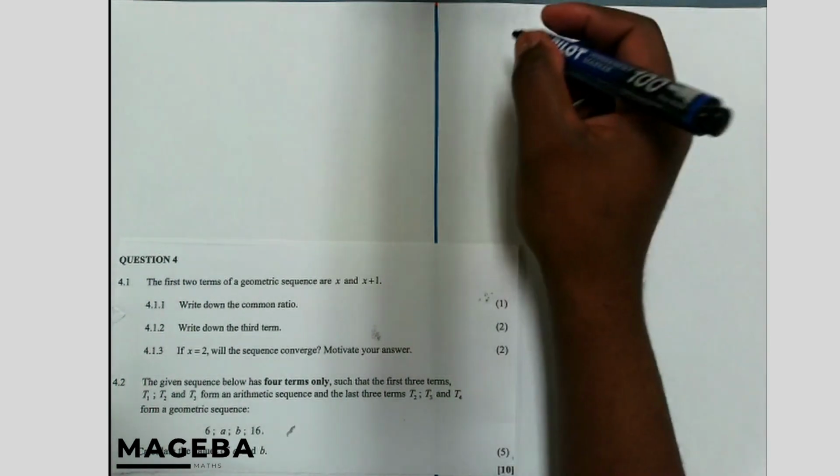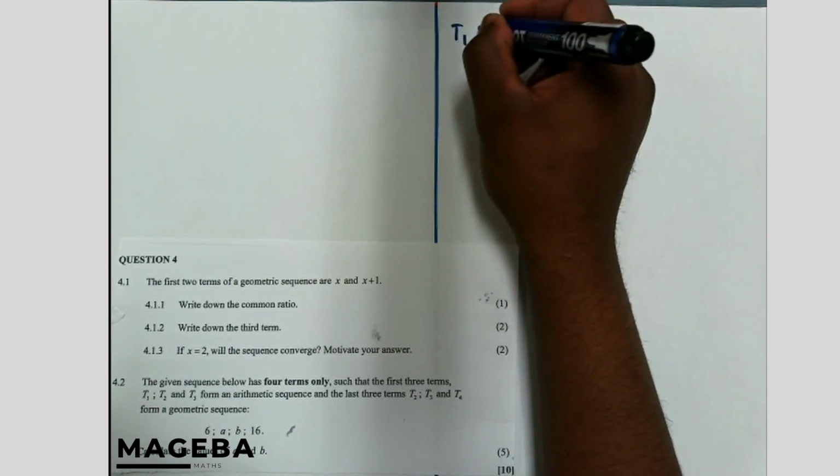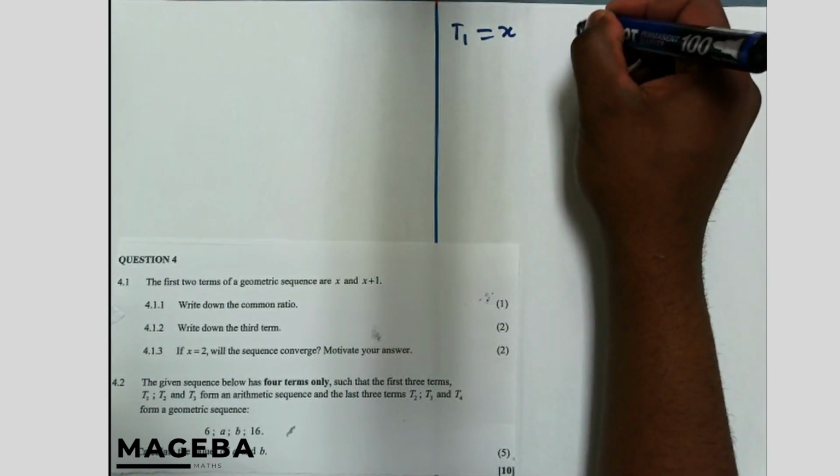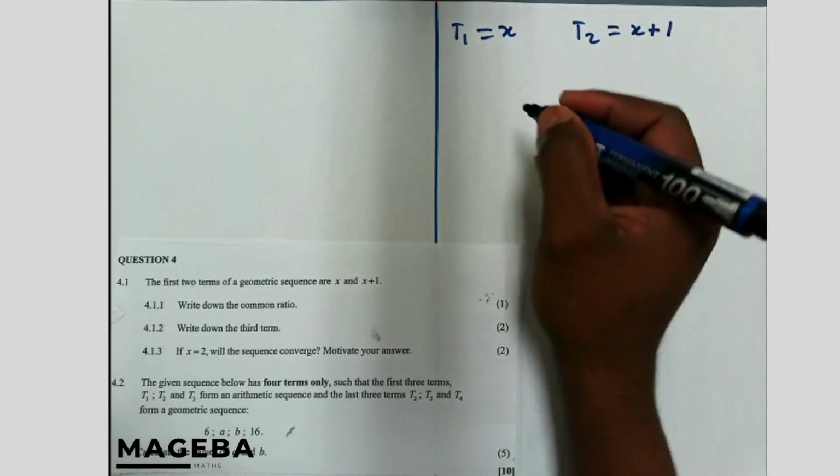The purpose of this video will be looking at this question. We are still doing the revision on the September paper that was written in 2023 in KZN. On this question, they gave us the first two terms of the geometric sequence, x and x plus 1. So our t1 here is x, and then our t2, they are telling us, is x plus 1.